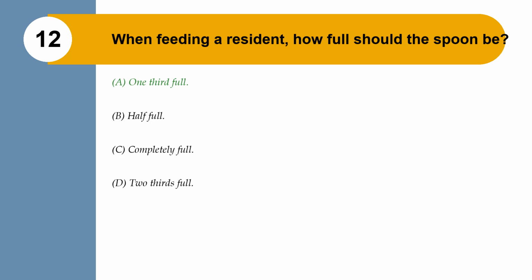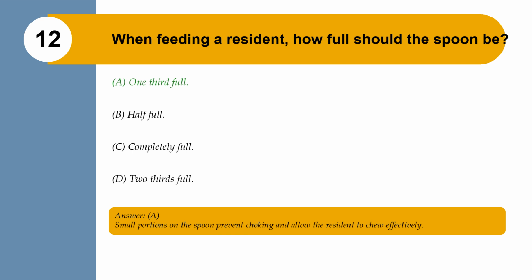The correct answer is option A, 1/3 full. Explanation: small portions on the spoon prevent choking and allow the resident to chew effectively.